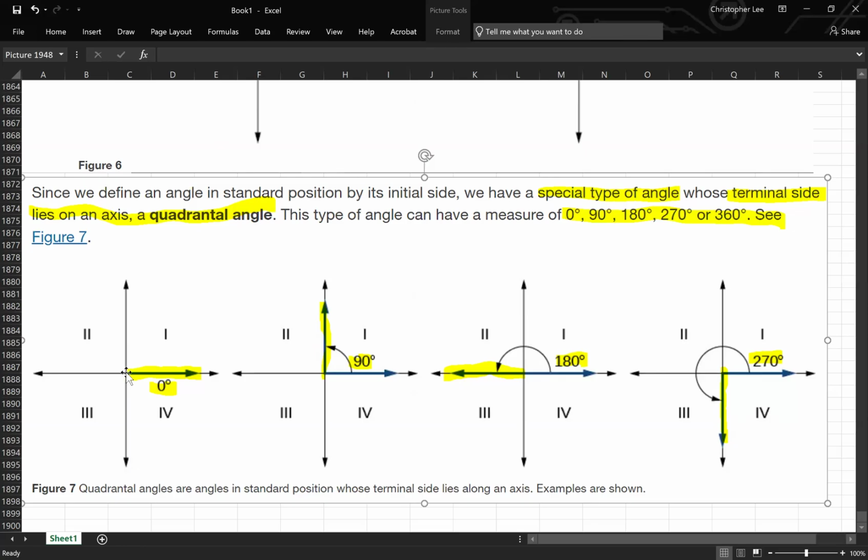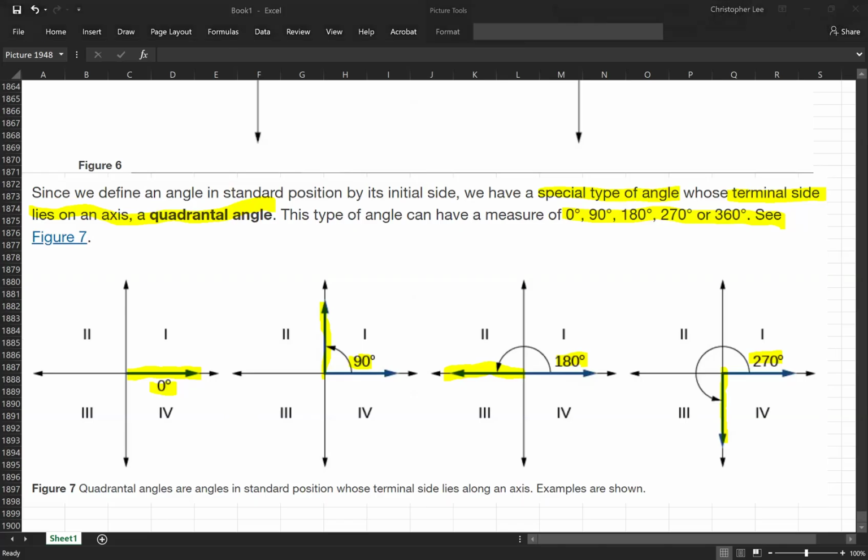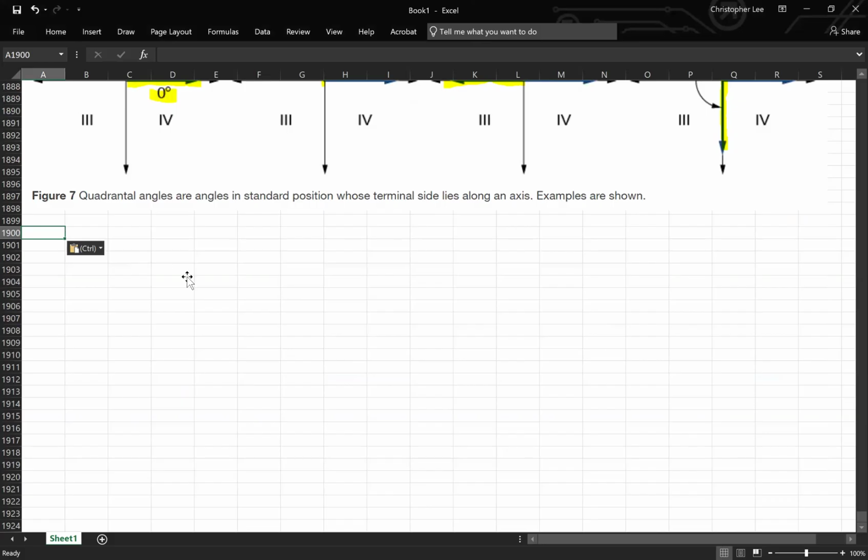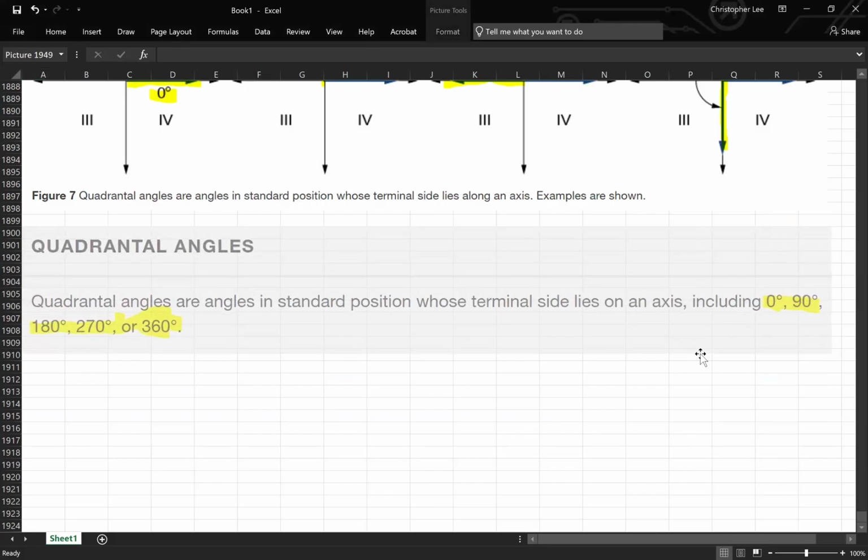For example, this first ray right here, our initial side, is 0 degrees. Going straight up is 90 degrees, right? On the other side is 180, and straight down is 270. And then 360 would be right back over here where we started from, because that's a full rotation. Right, and there are 4 quadrants. So the quadrantal angles are angles in standard position whose terminal side lies on the axis, including 0 degrees, 90 degrees, 180 degrees, 270 degrees, or 360 degrees. Okay.